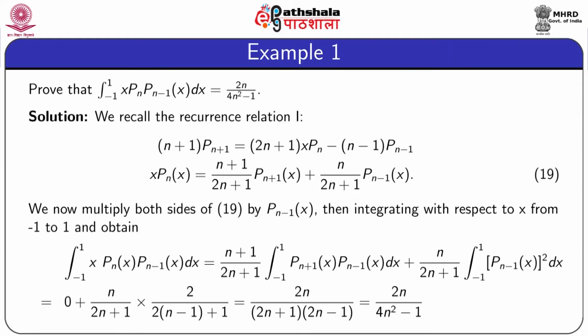We now look into a few examples about this orthogonal property. The first example, we have to show that integration from -1 to +1 x P_(n-1)(x) dx is 2n divided by (4n² - 1).